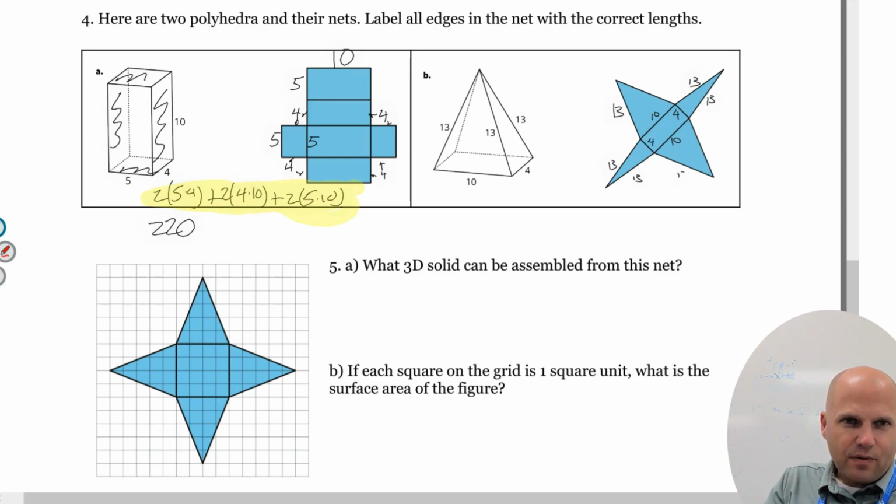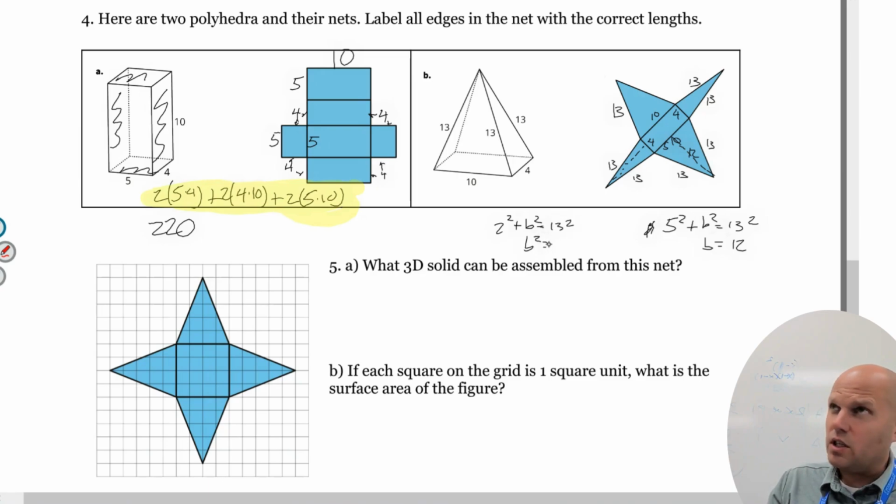Well, you'd have to split them in half, and you would have to use the Pythagorean theorem, where this is 5, and you do 5 squared plus b squared equals 13 squared. You'd find that b is 12. Do 2 squared plus b squared equals 13 squared. You get b squared equals 165. B is root 165.